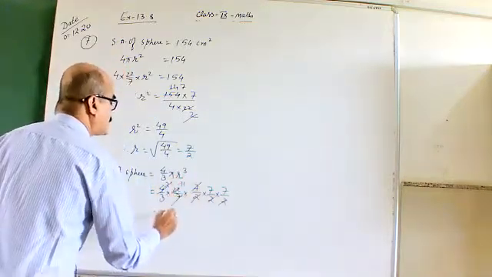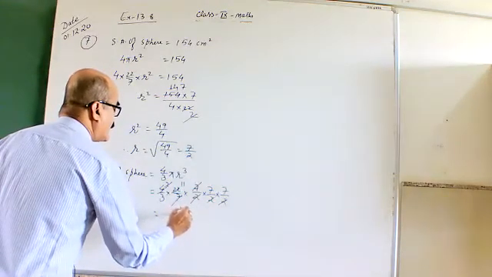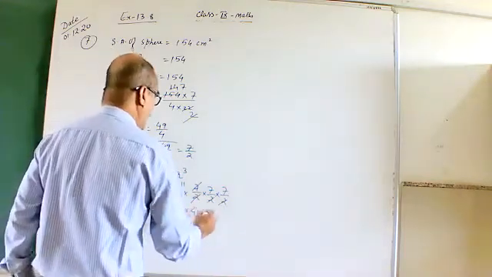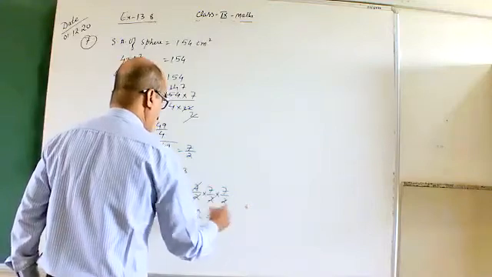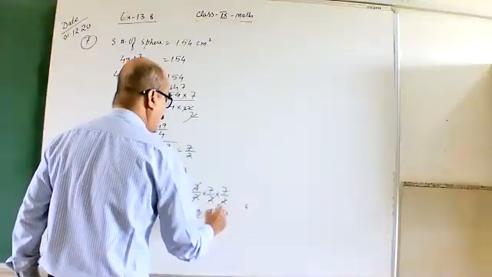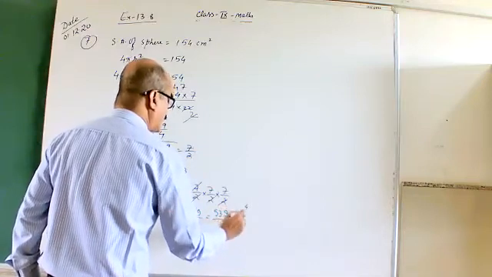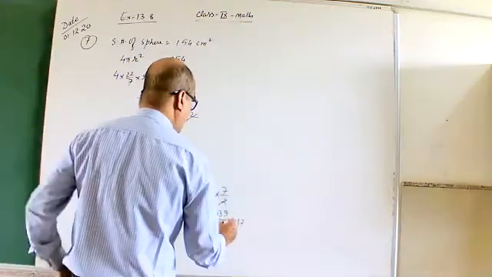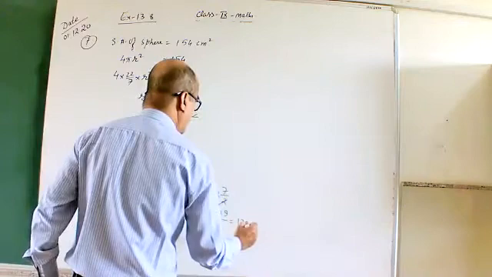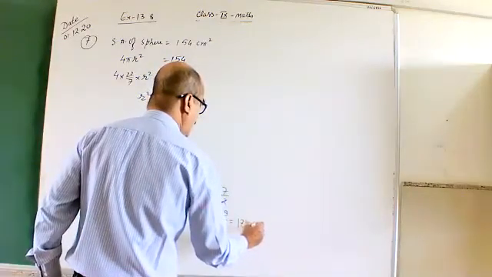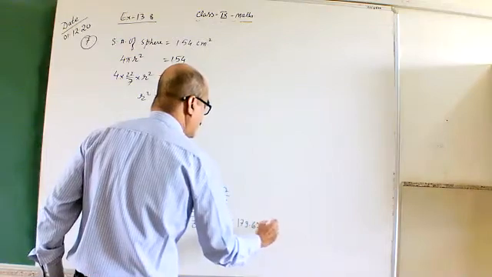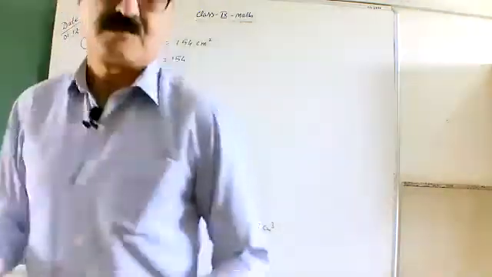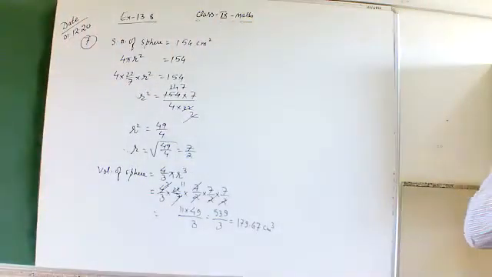That is 11 into 7 7s are 49 by 3. So 49 ones are 49, 49 plus 49 is 539 by 3. If you want to divide, you can divide. 3 ones are 3, 3 sevens are 21, 3 nines are 27, 3 sixes are 18, that is 179.6667 centimeter cube. So this is the volume of the sphere. Okay. So please note it down.